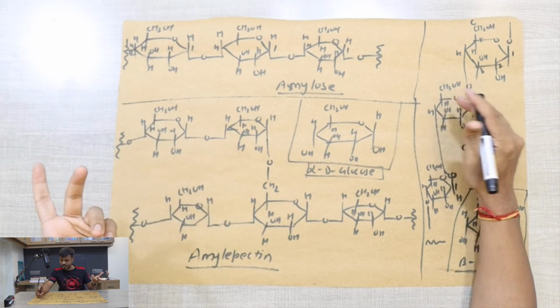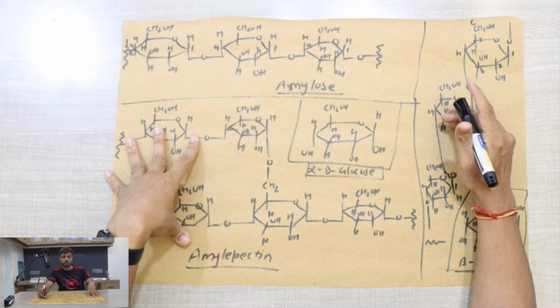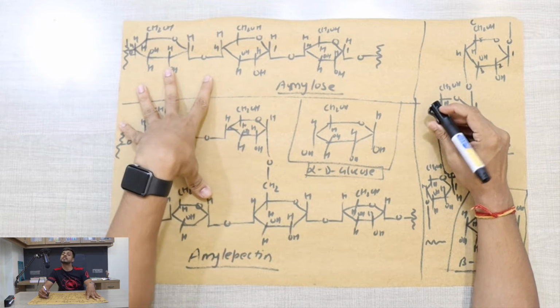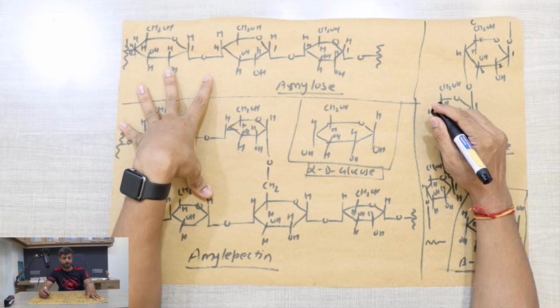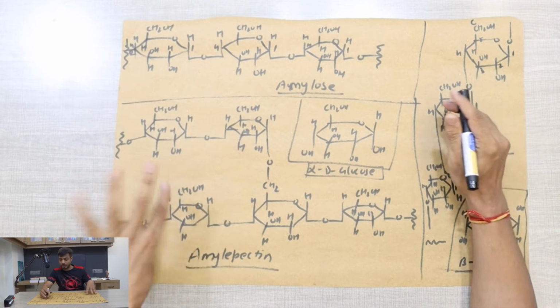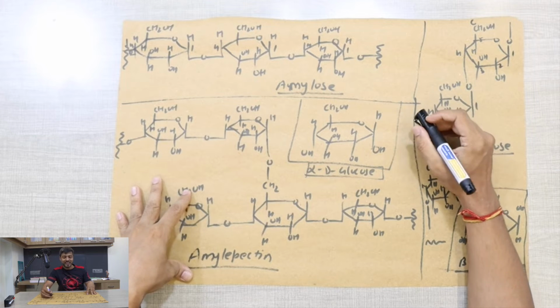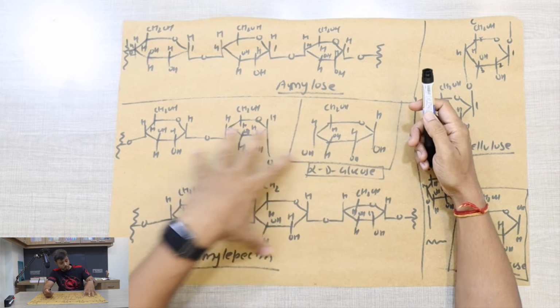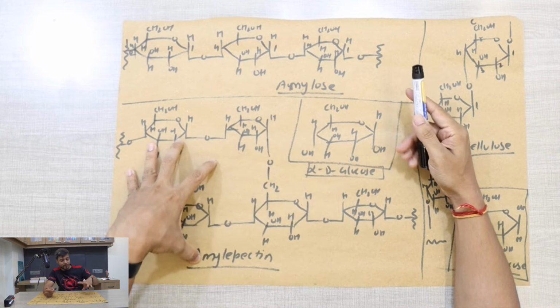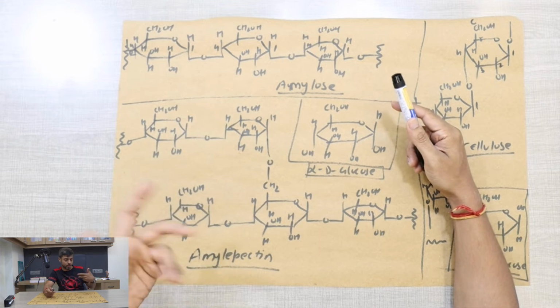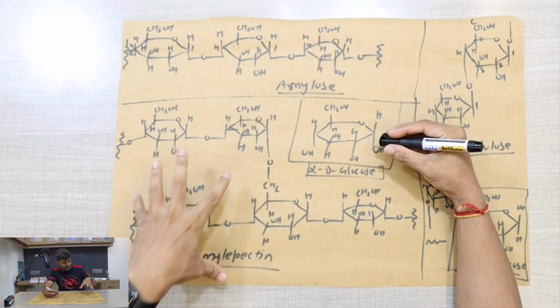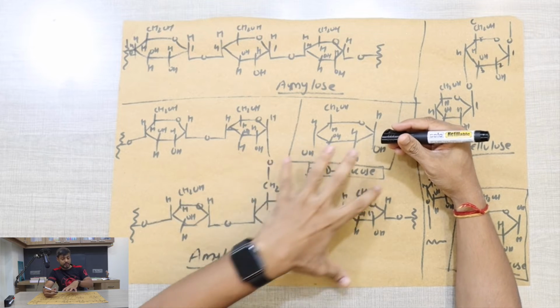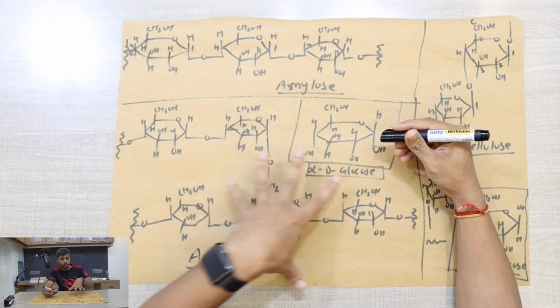Now, one more structure I can discuss with you is the structure of glycogen. Glycogen is basically known as the animal starch. Why do we call it animal starch? Because glycogen is mostly like amylopectin only, but the branching is much more extensive. In glycogen, the branching is much more compared to amylopectin.